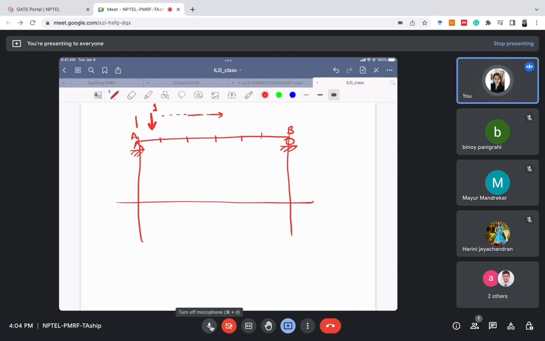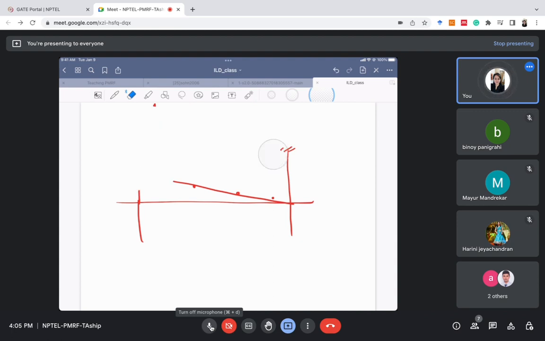Suppose when the load is at A only, the reaction at A comes out to be somewhat here. Suppose the load is at this point, the reaction at A comes somewhat here, like the magnitude of this reaction. In this way, we will join all these points, and that will be the ILD for the reaction at A. But in this manner, we have to calculate the reaction for each position of load. So it's a very time consuming process if we do it in a conventional manner.